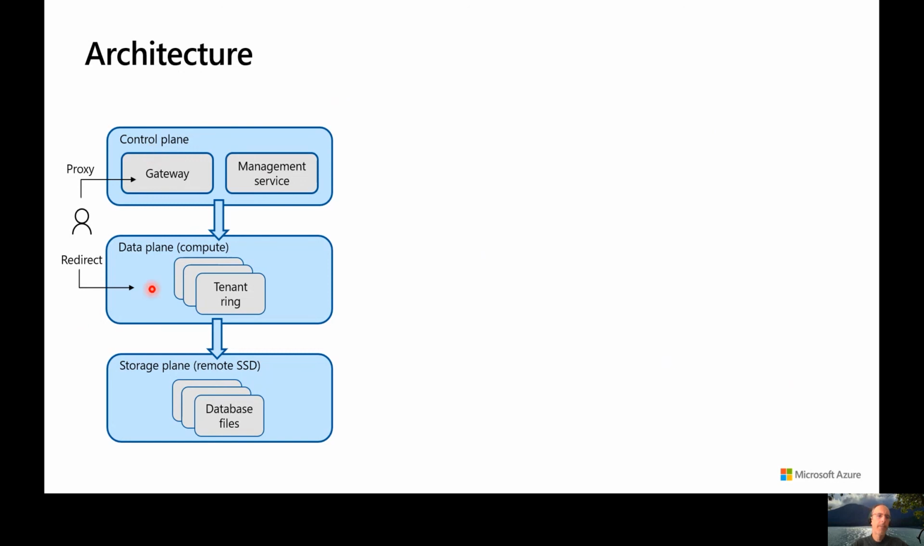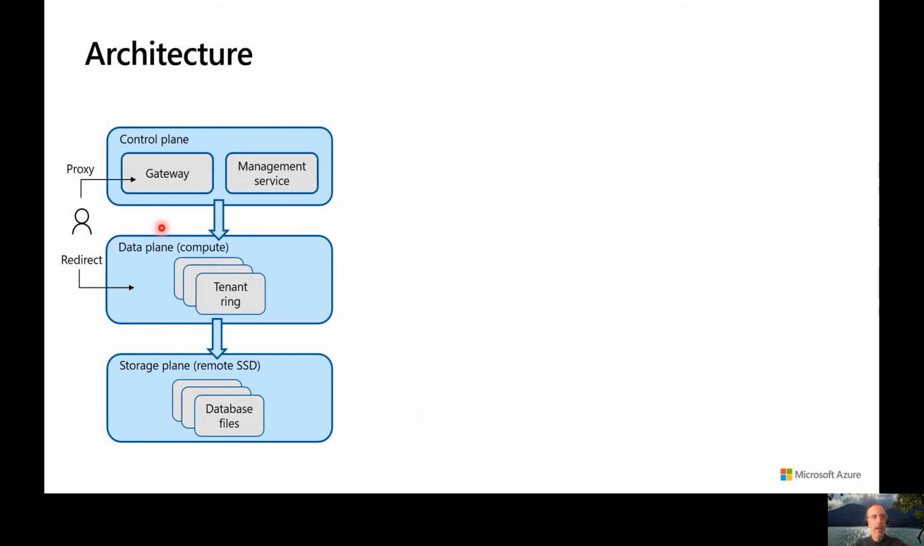And then sitting below that is the data plane, which contains tenant rings, which are collections of physical machines that provide compute for the databases. And then separate from the compute machines is a storage plane, which contains the database files that are located on remote solid-state disks.